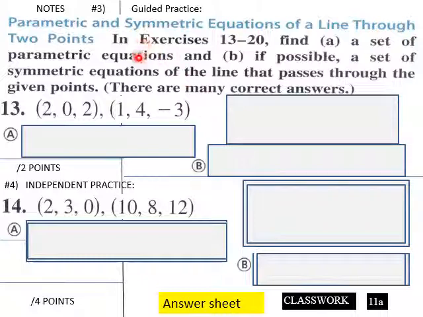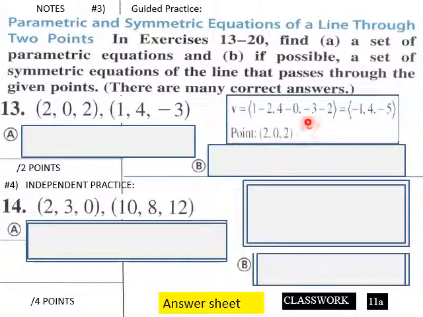Okay, so now let's try one. Find a, a set of parametrics, and b, if possible, a set of symmetrics for these 2 points here. So for 13, we're going to start out with this. We have a direction vector here of negative 1, 4, negative 5, and this is through the point 2, 0, 2.